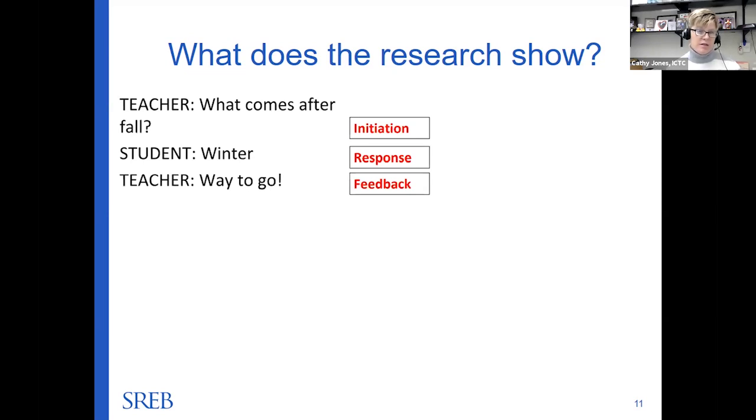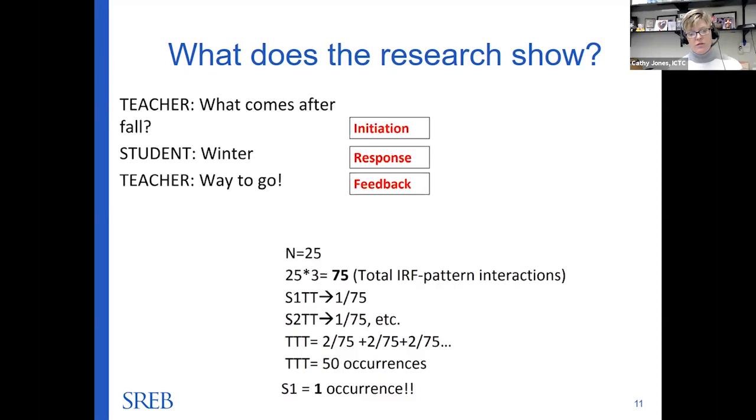So if the teacher does that with every student, if they have 25 students in their class, and they do that with all 25 of them, that means that there's 75 pieces of communication in the class, but the teacher is actually talking 50 times and each student is only getting to talk once. That doesn't even take into consideration the opening of a class, the closing of a class, directions. There's a lot of teacher talk there.